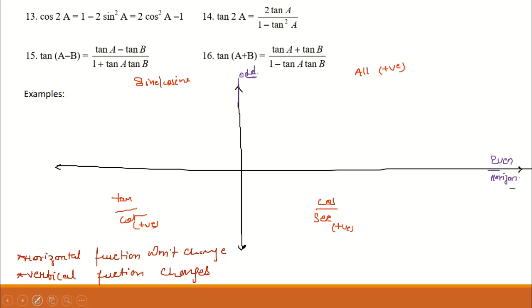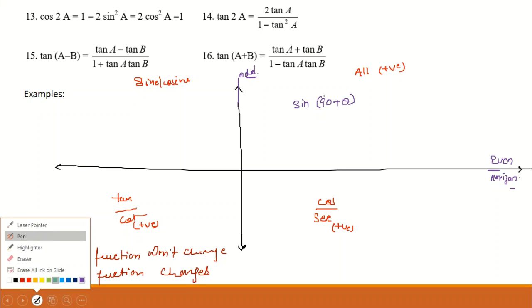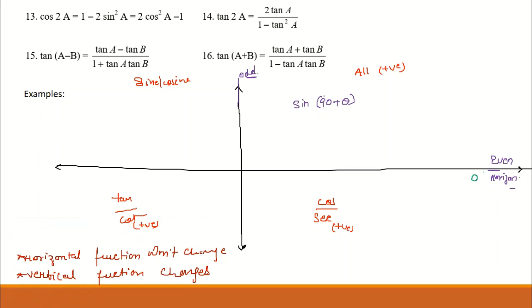Let's take an angle of sin 90 plus theta. The 90 degree is lying on the vertical line. Let me write some angles as well to make it more clear. In the horizontal, which angle comes? 0 degree, then 90 degree, then 180 degree, then 270 degree, then 360 degree, 450 degree, 540 degree, 630 degree, and so on.